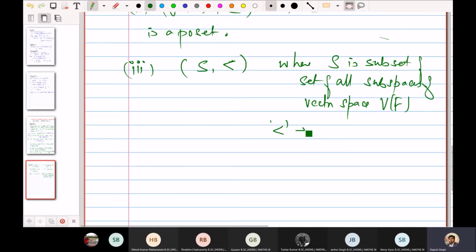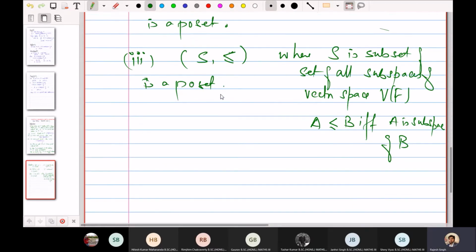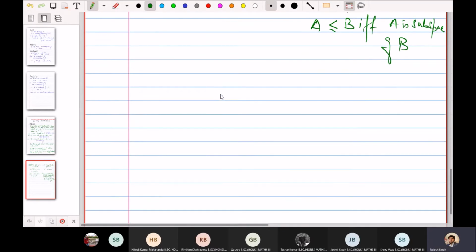And this relation, where A is related to B if and only if A is a subspace of B, या इसको ये डबल ही कर दो. Is a poset. ठीक है, अभी हमने देखा ये, this is a poset. There can be more such examples. We will see. अभी देखेंगे हम, ठीक है. पहले we do some more notations and all those things.